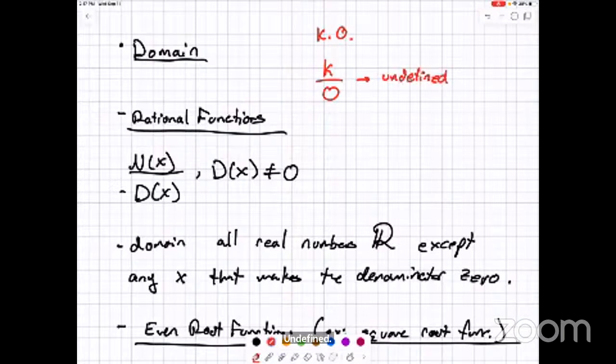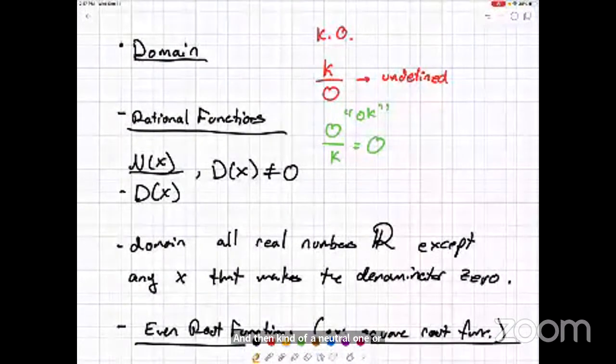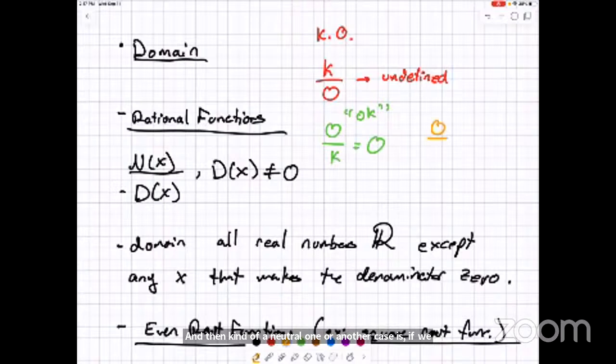Okay. Say we have 0 over some real number K. Well, this is okay. This is going to be equal to 0. And then another case is if we have 0 divided by 0. This is going to be either a hole or a gap in our graph. The red one usually shows up as a vertical asymptote.